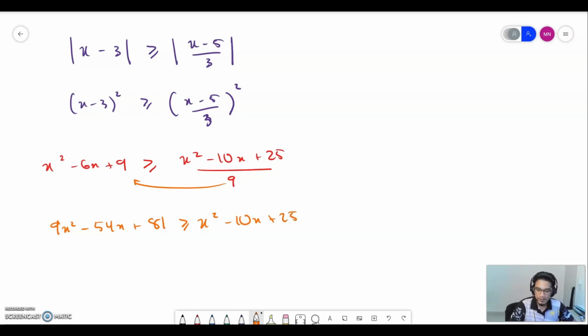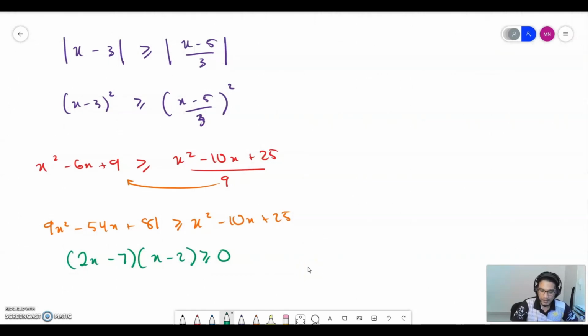So we can simplify this, bring it all to one side, then factorize. You should have (2x − 7)(x − 2). When we come to this point, you can just solve it as usual. The symbol of the inequality is bigger than, so the relationship is AND. So 2x − 7 is bigger than 0, and then x is bigger than 2.